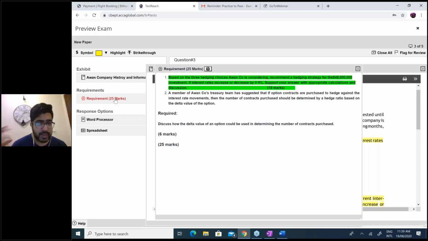So obviously when the question asks you to recommend a strategy, you need to solve 3 and decide. FRAs, futures, options, then you will recommend. In the currency question also, the question didn't ask to solve futures or options. It's that recommend a strategy. You need to solve 3 and then decide. You need to solve all 3, FRAs, futures, options, and then recommend. And see if interest rates increase or decrease by 0.9, there are 2 cases: interest rates increase, decrease.